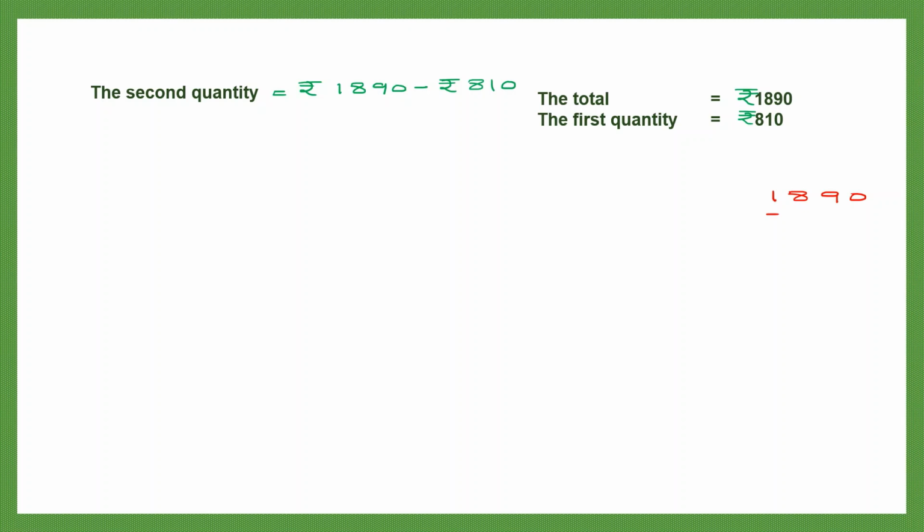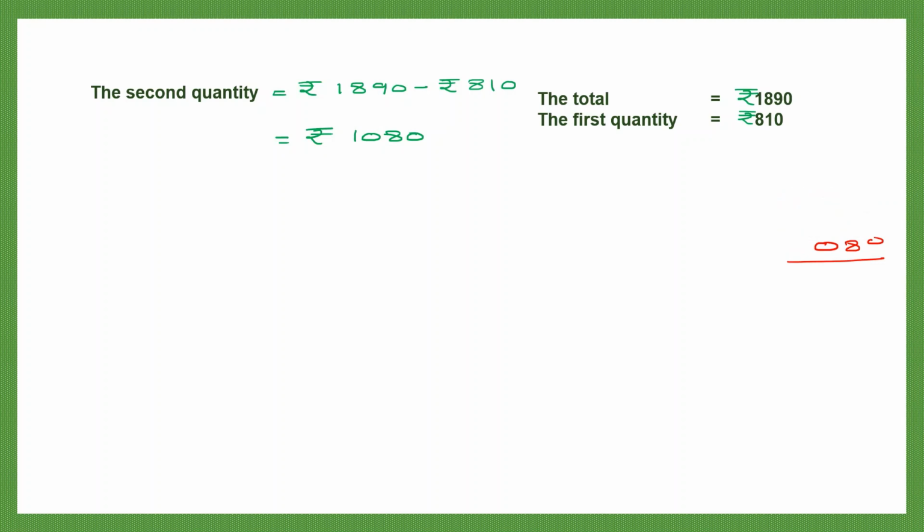1890 minus 810. 0. 9 minus 1 is 8. 8 minus 8 is 0 and 1. So we have got our second quantity. Our second quantity is 1080. So this is one way of doing it.